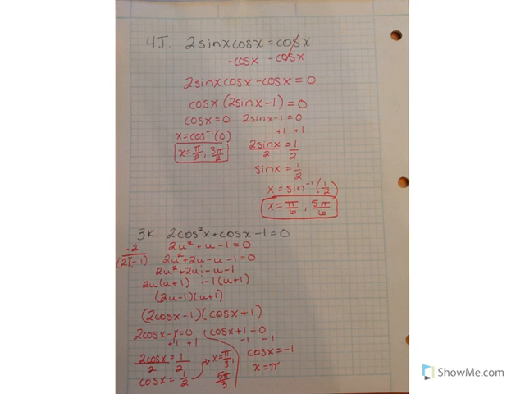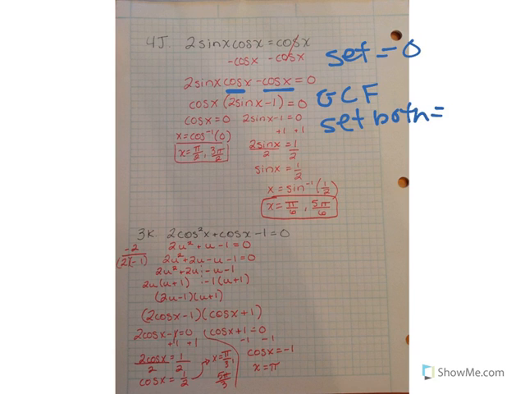Okay, here 4J, this one is not in factored form, so first make sure everything is set equal to 0. Then we're going to take out the greatest common factor, which in this case both terms had a cosine. Then set both equal to 0, and then go through the whole process. First isolate, and then take the inverse if you don't need to take the reciprocal. And over here, it just needed the inverse.